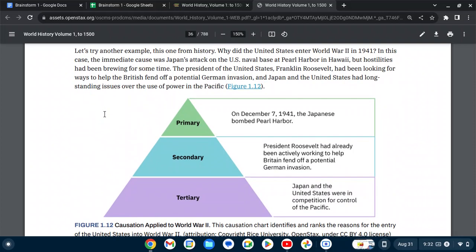Why did the United States enter World War II in 1941? In this case, the immediate cause was Japan's attack on the U.S. naval base at Pearl Harbor in Hawaii, but hostilities had been brewing for some time. The President of the United States, Franklin Roosevelt, had been looking for ways to help British fend off a potential German invasion, and Japan and the United States had long-standing issues over the use of power in the Pacific.